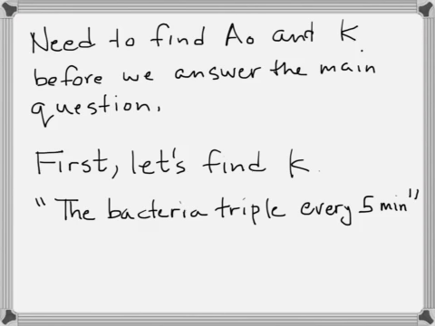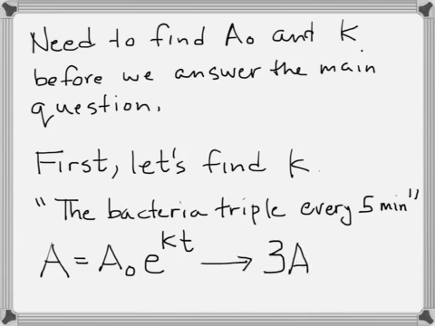So looking at our model, right now we have A equals A0 e to the kt. So it says the bacteria triple every 5 minutes. So triple, we don't know how much we started with. That's A0, but if that's going to triple, it's going to be 3 times A0. So 3 times A0 we'll plug in for A. And then we'll plug 5 in for T, since it says every 5 minutes. So after 5 minutes, however much you started with, you're going to have 3 times that amount. And so that gives us an equation that we can solve for K.